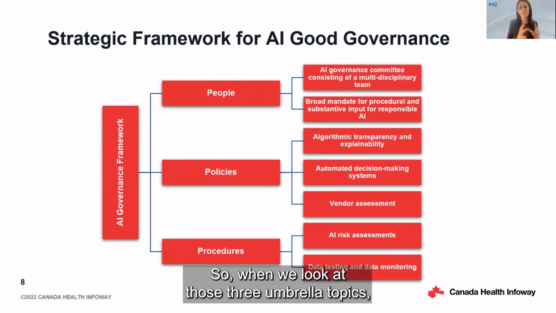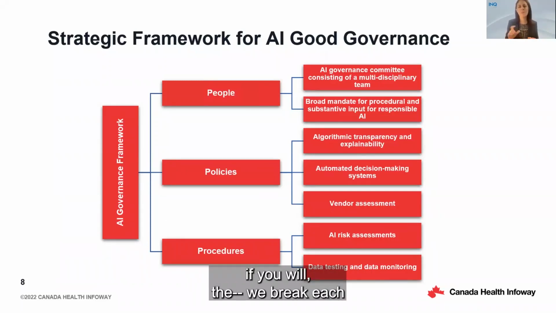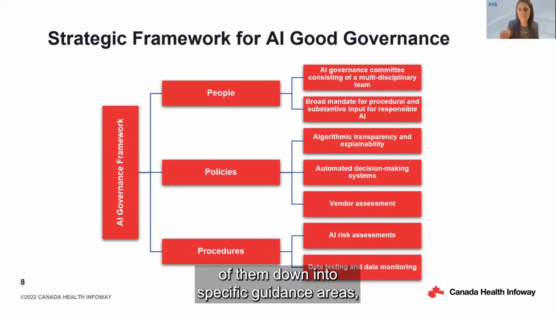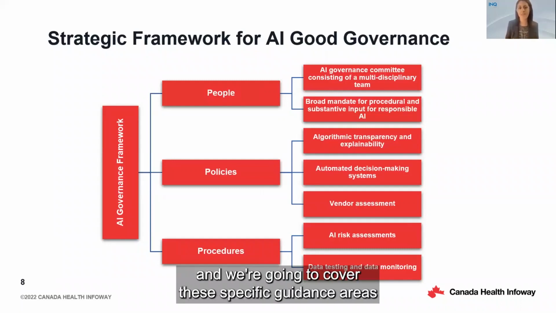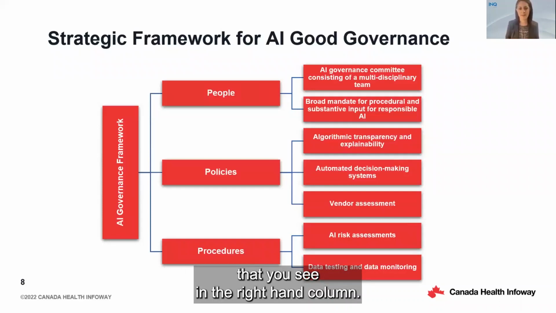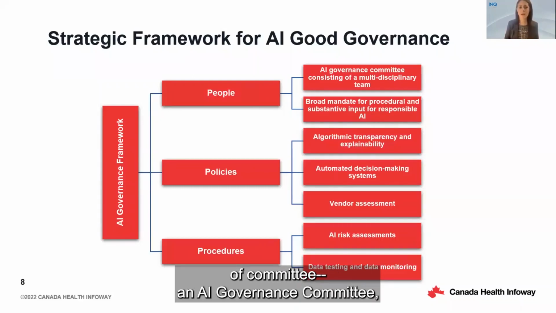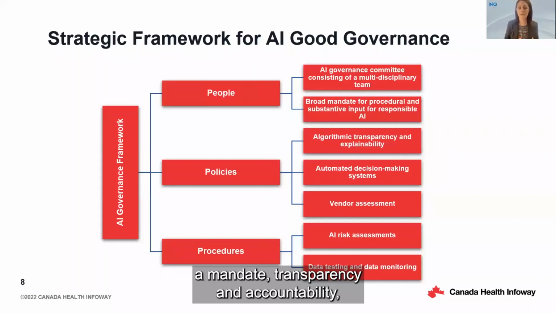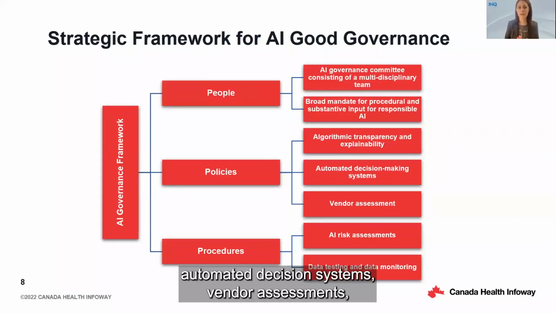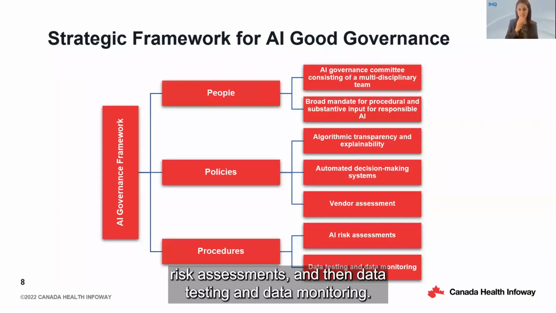So when we look at those 3 umbrella topics, if you will, we break each of them down into specific guidance areas, and we're going to cover these specific guidance areas that you see in the right-hand column. So we're going to look at a higher level AI governance committee, a mandate, transparency and accountability, automated decision systems, vendor assessments, risk assessments, and then data testing and data monitoring.